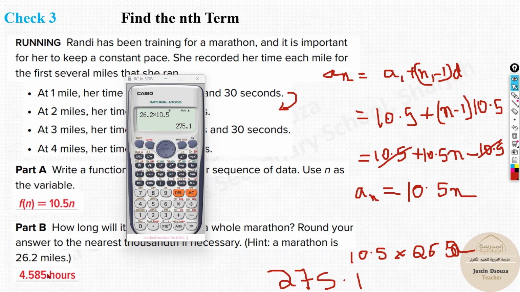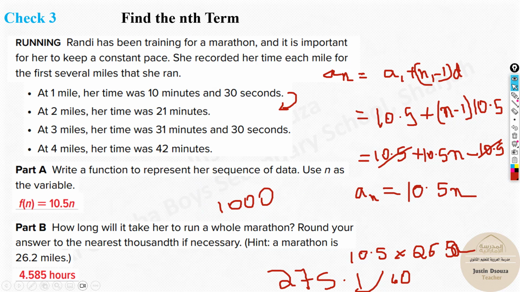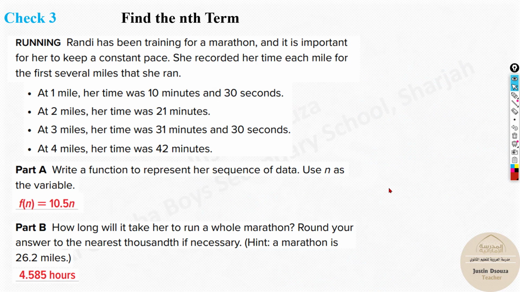But over here it's asked in hours. So you just divide this by 60. That will give you the hours, 4.585. Why? Because it's not asked in minutes, they just asked for hours. So divide by 60. And nearest thousandth means there are three digits after the decimal point. So it is 4.585. That's the answer. So that is how you can easily solve these problems.